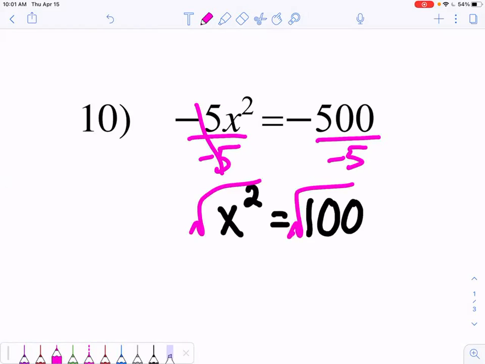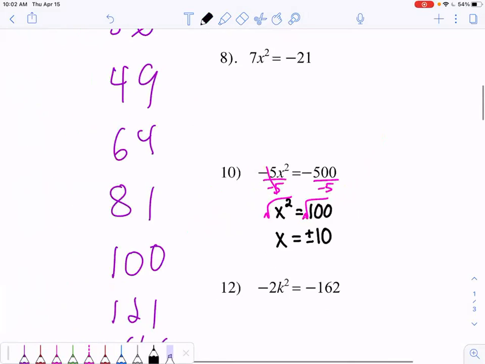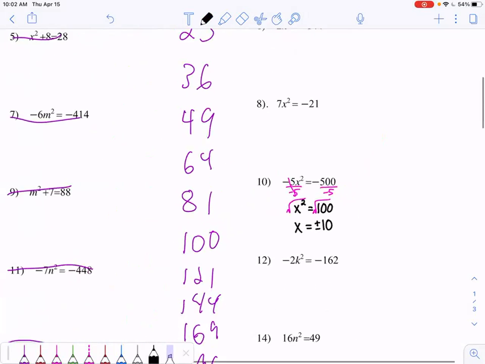Yeah, square root both sides. And then you get x equals, and then you said the answer already. 10. What do we need to put in front? And this is a perfect example to start with because -10 times -10 gives you 100, and +10 times +10 gives you 100. So that shows you that there's two answers. Very good.